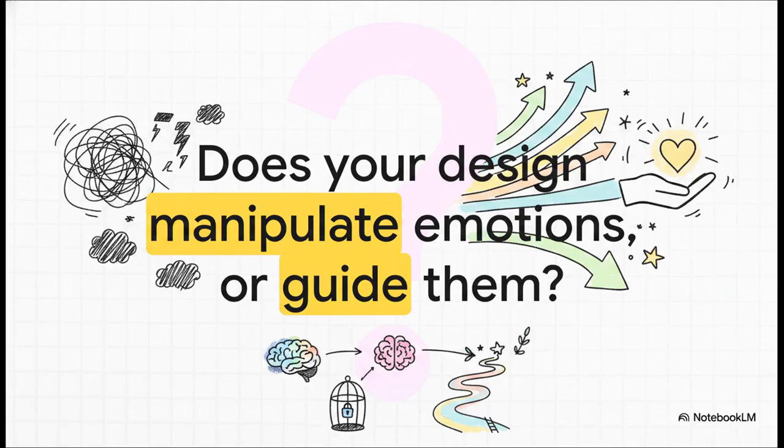So I want to end this explainer on a lingering, somewhat provocative thought for you to take away. Does your design manipulate emotions, or does it guide them? I really challenge you to look at your own products through this new lens, because once you stop seeing just interfaces and start seeing an active emotional system, you can build environments that are calm, supportive, and deeply, deeply effective.